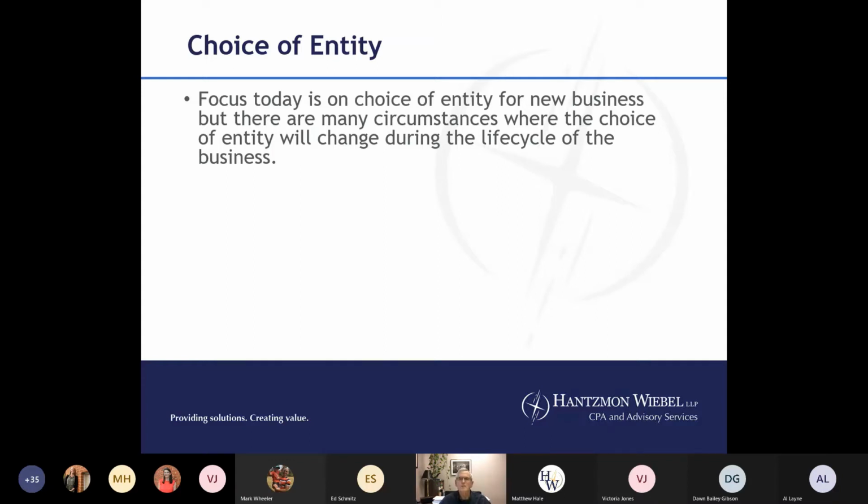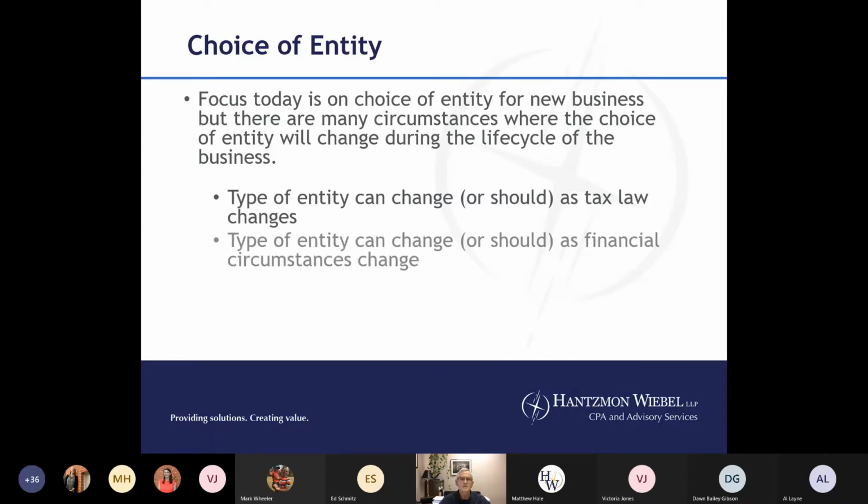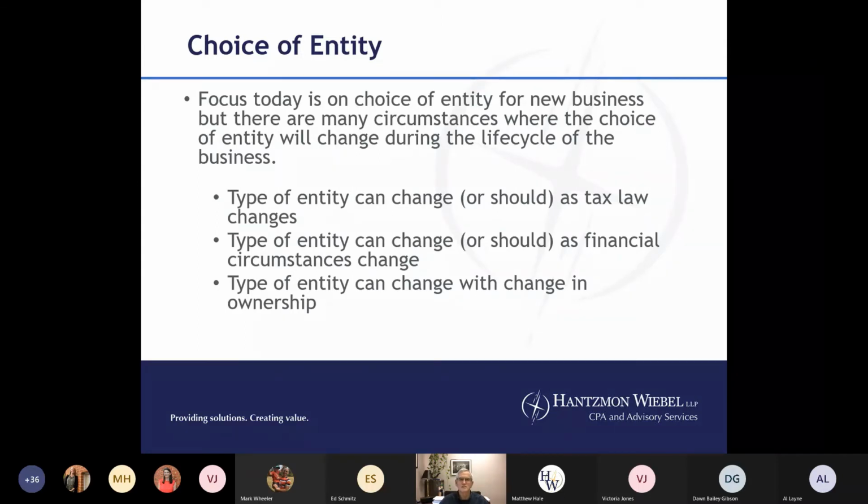We're going to talk today primarily about a new business, but there are many circumstances where the choice of entity will change during the life cycle of the business. As tax law changes, certainly in the 86 Act, if we go back 30 years, it was a real move to pass-through entities because they changed the law to do with liquidations of C corps, and tax rates, and the pass-through entity became much more popular. Certainly there are circumstances where the financial outcome of the entity changes, and making an S election later in the life cycle or changing entities happens. That could also happen with a change in ownership. So while today's focus is primarily about a new business, it's an ongoing process that could make you change later.